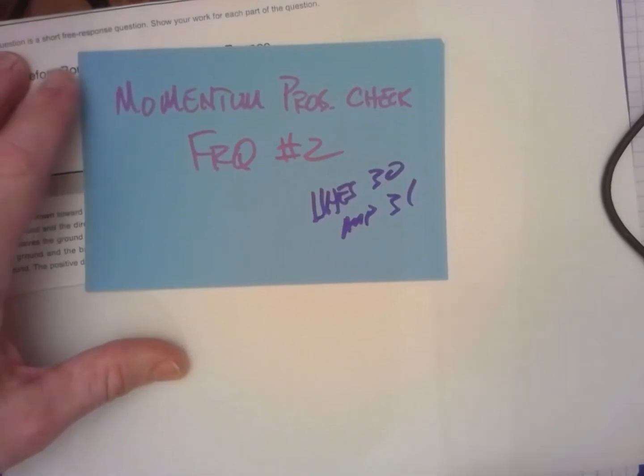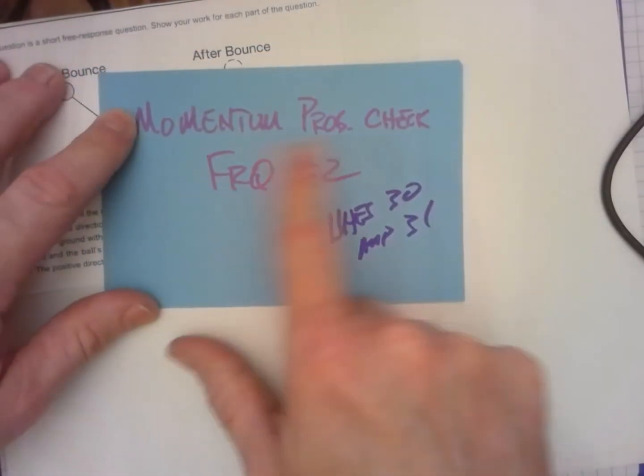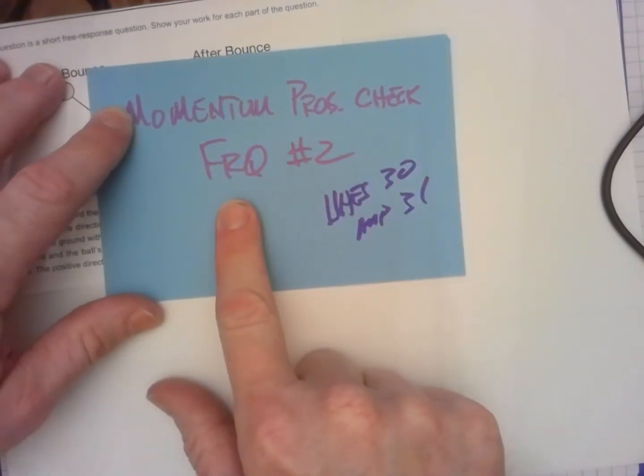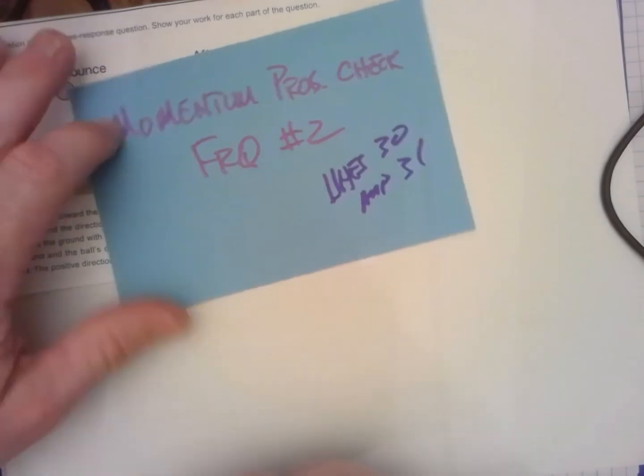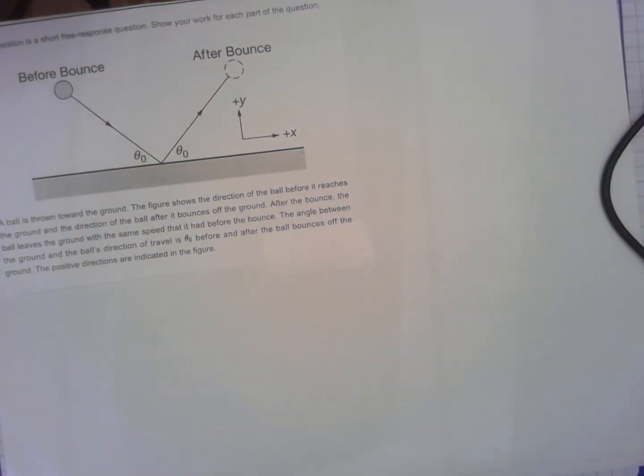All right, so I got momentum progress check, free response question, the second one. So it's lines 30 and 31 has two problems in it for the progress check. I thought they were both decent questions. This one's a shorter one.